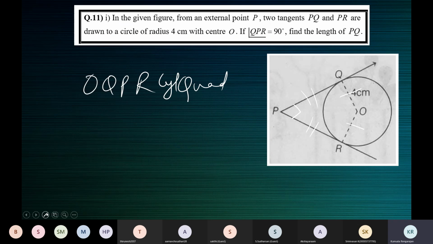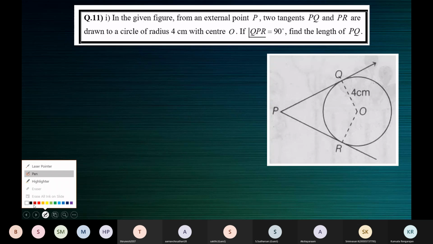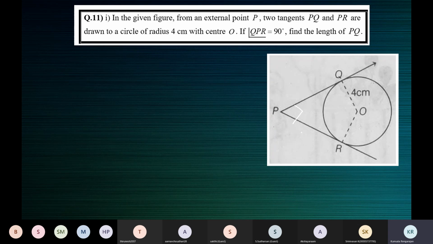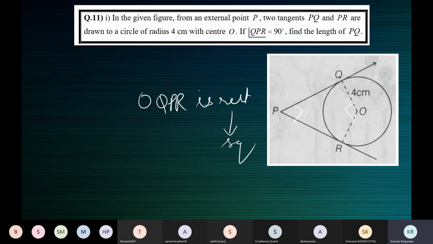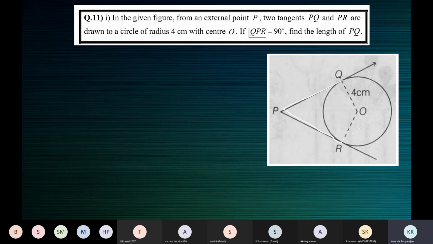Here, because this angle is 90 degrees, this is also 90. OQPR is a rectangle, and it is a square because one pair of adjacent sides is equal. In a square, all sides are equal, so PQ is equal to 4 centimeters. It may be confusing because the figure does not look like a square, children.